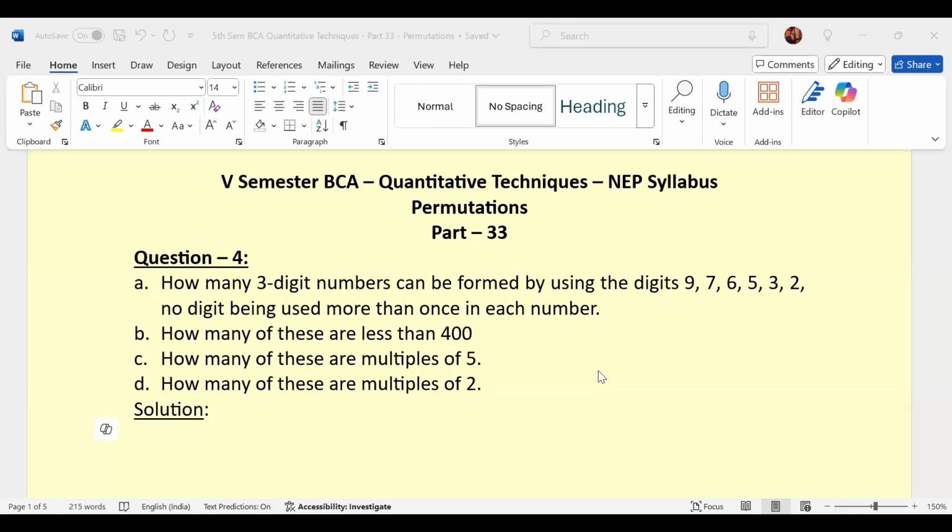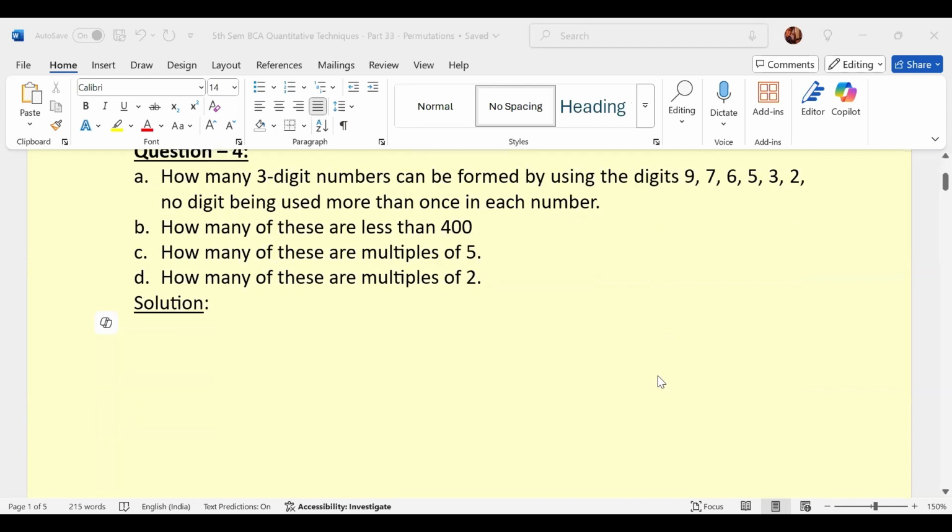Hello everyone. This is in continuation to our discussion on problems related to permutations. This is part 33, question number 4. How many three-digit numbers can be formed using the digits 9, 7, 6, 5, 3, 2, no digit being used more than once in each number? That is the first part. Let us do the first part.